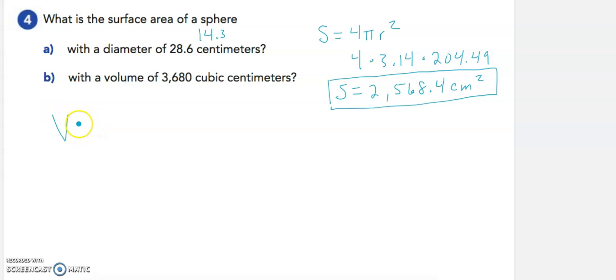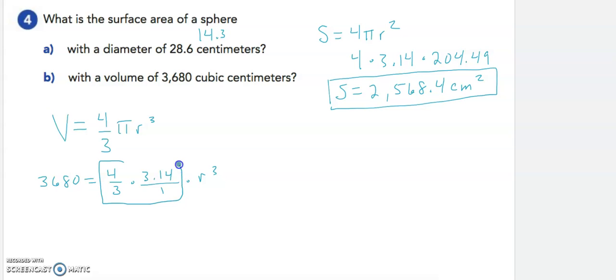So let's look. Here's the formula for volume. Volume equals 4/3 pi r cubed. It's the worst 3 ever. Let's fill in the things that we know. So we have 3,680 equals 4/3 times 3.14 over 1 times r cubed. Now let's do this part right here. We know this part: 4/3 times 3.14. Well, 4 times 3.14 is 12.56, and we put that over 3 because 3 times 1 is 3.